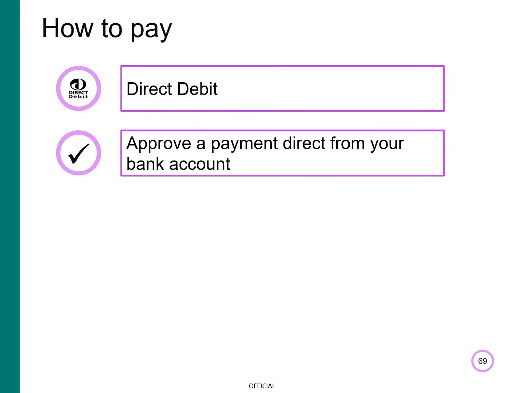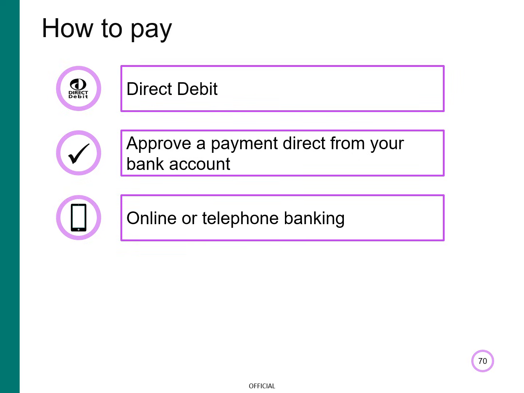You can approve a payment direct from your bank account. You can use online or telephone banking to pay by faster payments, CHAPS or BACS. You can find confirmation of the bank details to use on the Pay Your Self-Assessment Tax Bill page on gov.uk.